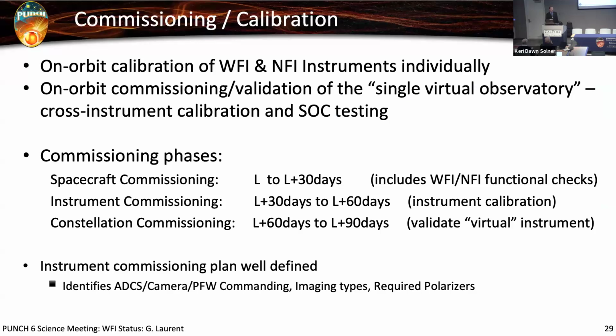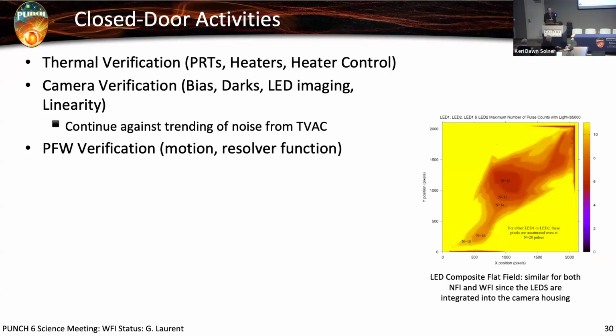So looking forward on commissioning and calibration, as Craig mentioned, there are effectively 3 stages, although they do overlap: spacecraft commissioning, instrument commissioning, and constellation commissioning, each 30 days. This plan has been well defined with our observing scripts written, which identifies exactly how we want to point, how we are going to command the polarizing filter wheel, what image types we are doing, what exposure times, and so on and so forth. I've been working with the MOC on scripting those observations.